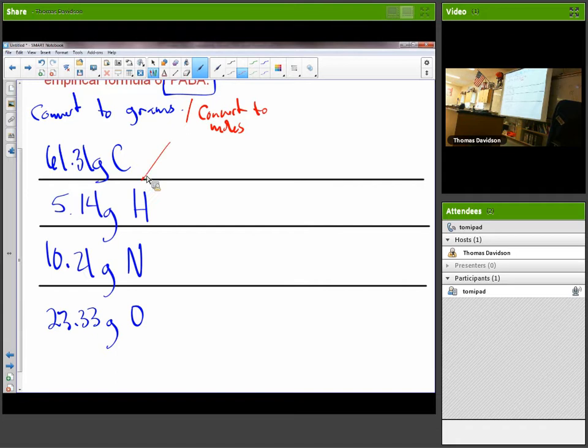Noah, what was carbon? 12. There's 2 Noahs in this class? I didn't know that. Steven, hydrogen? 1. Gibby? Nitrogen? 14. All right, we're good. Christine, oxygen? 16. All right, so converting to moles, it's a fancy way of saying divide by their molar mass.